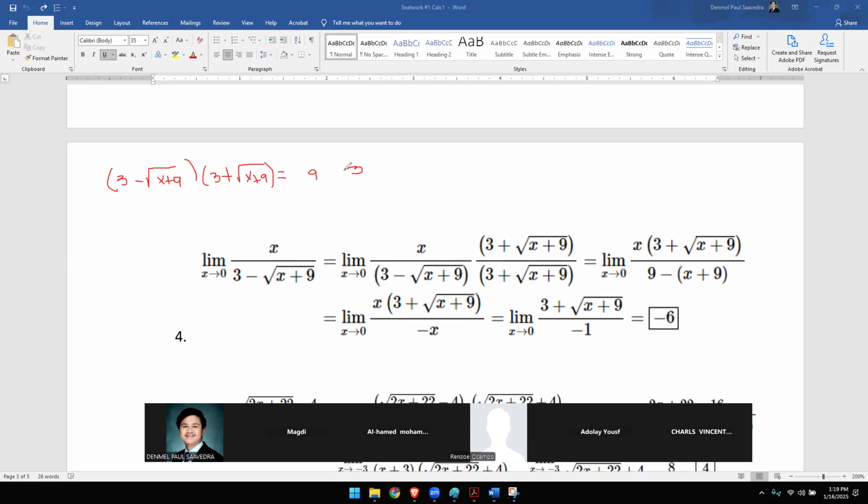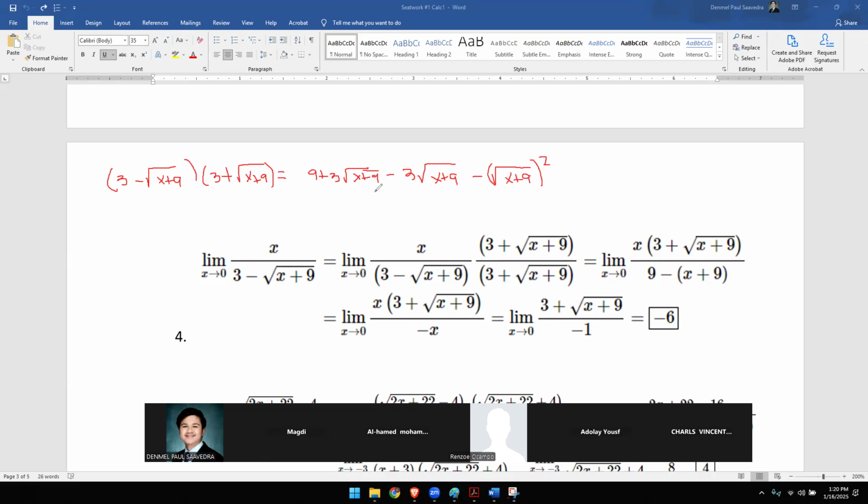So this one is plus 3 square root of x plus 9. Next is negative square root of x plus 9 times 3, so that is minus 3 square root of x plus 9. And for the last one, negative square root of x plus 9 times positive square root of x plus 9. That would give us negative square root of x plus 9. Since they are just the same, we can make this one squared.